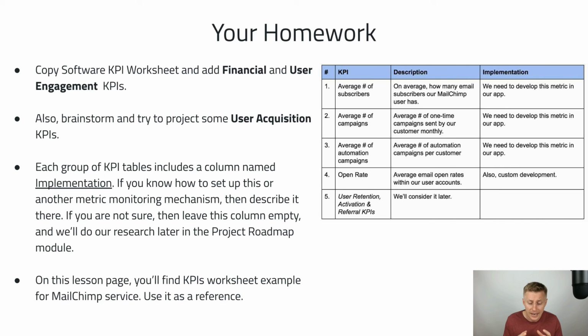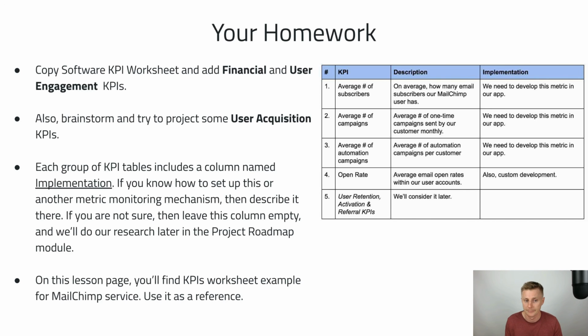And importantly, each of these KPI tables has an implementation column over here, the last one. Here we describe how we're going to implement or integrate this or another metric. Some metrics we will get from third-party tools and others need to be developed by programmers. So I will ask you to add some notes to this column only if you know where to get this metric from. And if you have no idea, then leave this column empty and our team will help you figure this out, okay?